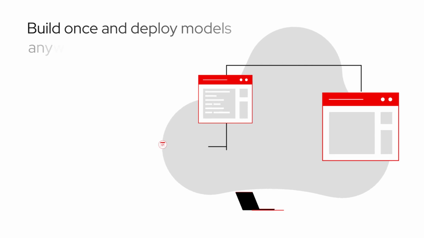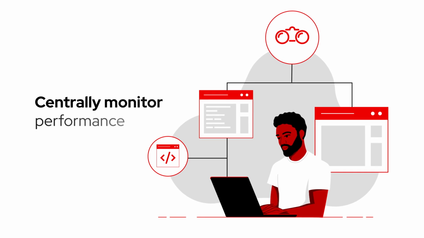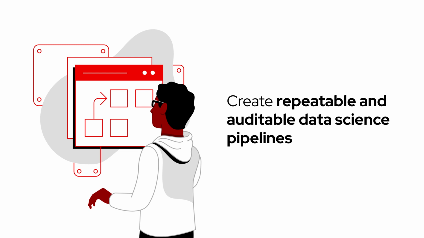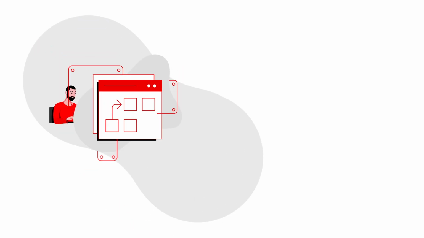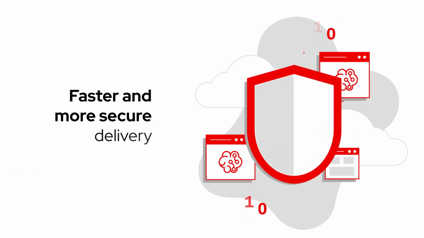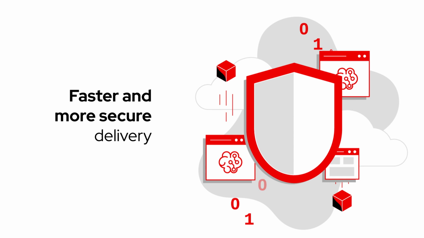Build once and deploy models anywhere that OpenShift runs, including air-gapped environments, and centrally monitor their performance. And create repeatable and auditable data science pipelines for model training and validation, and integrate them with DevOps pipelines for faster and more secure delivery of models and AI-enabled applications across your enterprise.